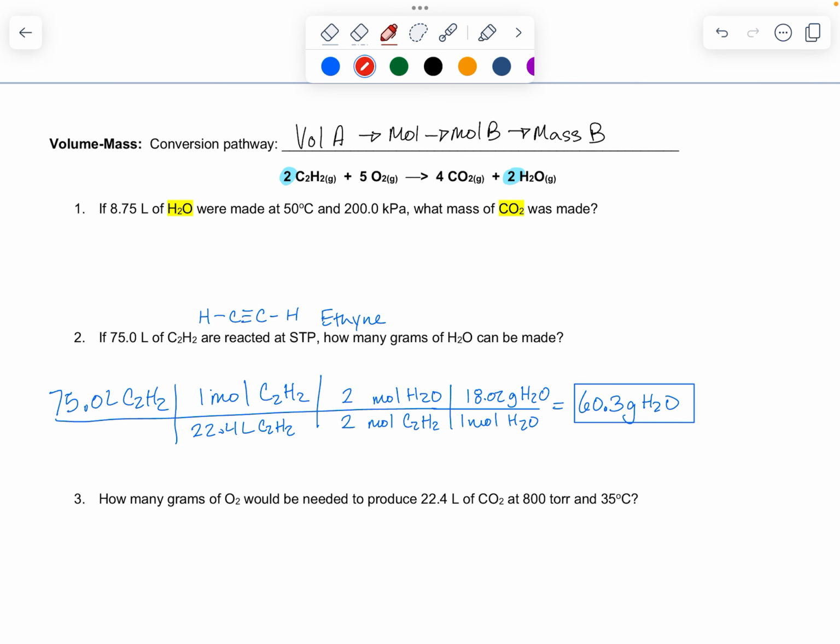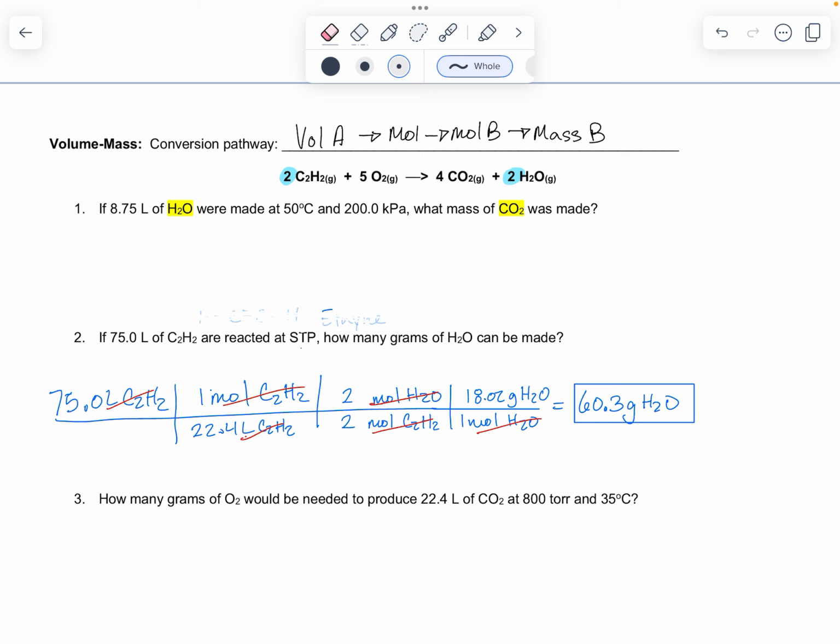Let me clean this up by canceling a couple of units here. We have liters divided by liters of C2H2, moles divided by moles of C2H2, moles of water divided by moles of water. So everything works out. This is an example of when we're starting with a volume and we need to convert into grams, again at standard temperature and pressure. So let's look at the next case.